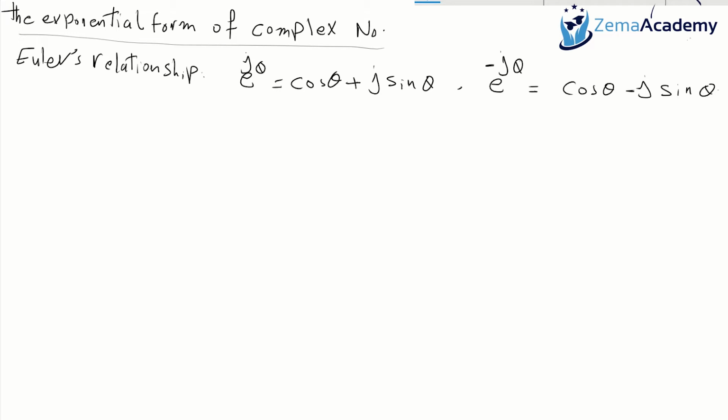It's basically you need to write e^(jθ) in the form of a Maclaurin series. Okay, so you're going to end up with cosine θ plus j sine θ. If you write it in the form of a Maclaurin series, you end up with this form.